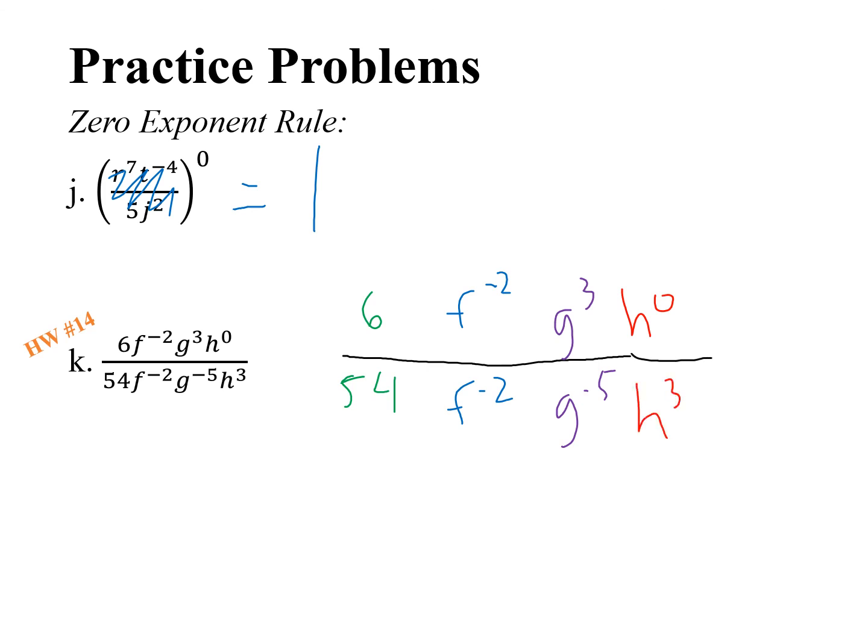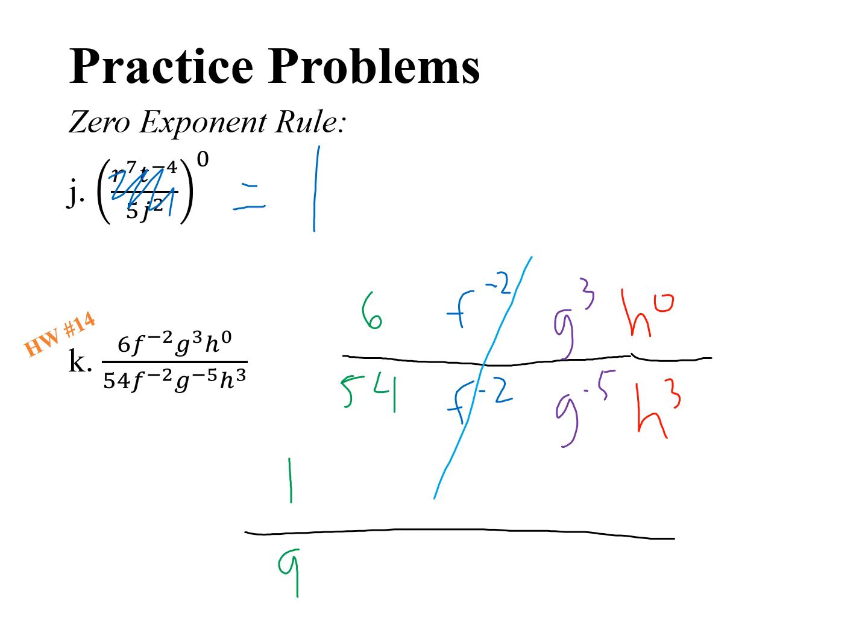When I put this all together, then, I can simplify. 6 over 54, well, both of those terms are divisible by 6, so I get 1 over 9. F to the negative 2 over f to the negative 2. Well, I can use a few different rules here. I can use my idea of negative exponents and kick 1 to the numerator and 1 to the denominator. I can use my quotient rule, or I can use my idea that I know that those are going to cancel out. So I have no f's in my final answer.